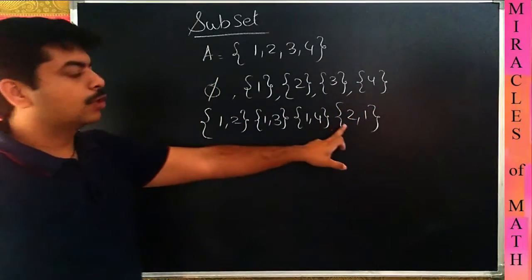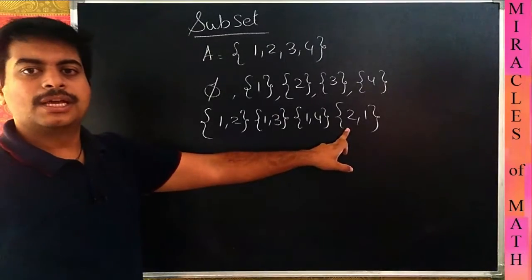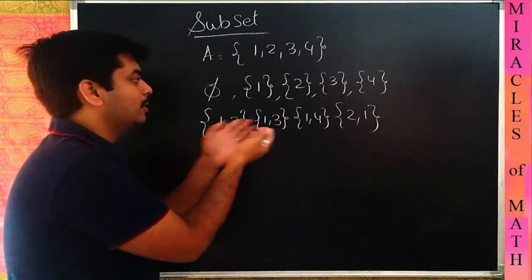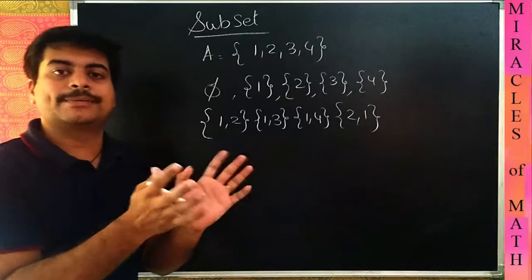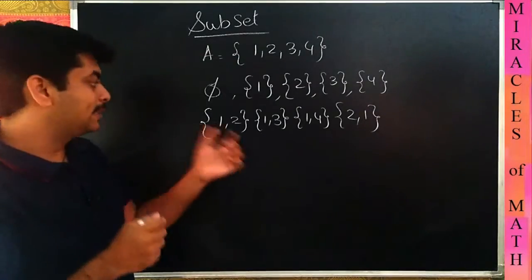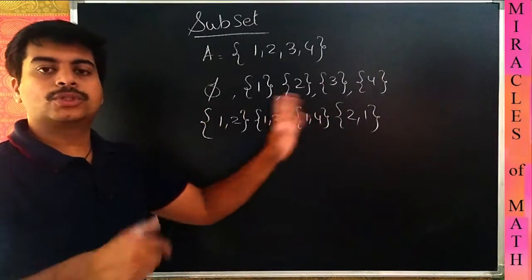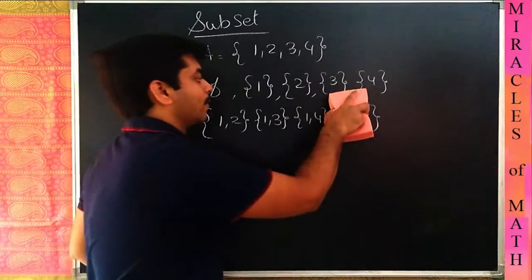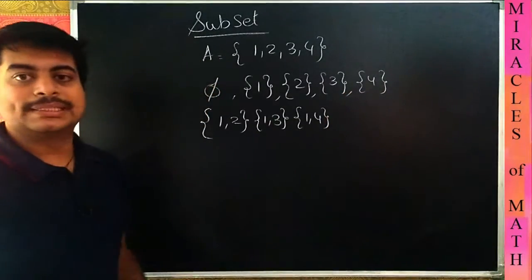1, 2 and 2, 1. Are these two same or different? You are taking first chocolate, second chocolate, or second chocolate, first chocolate. These two are same. Inside the sets, if the elements are common, then those two sets are same. So no need to write this again.